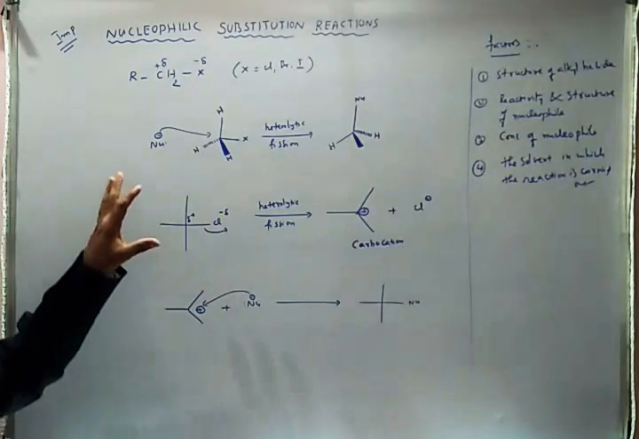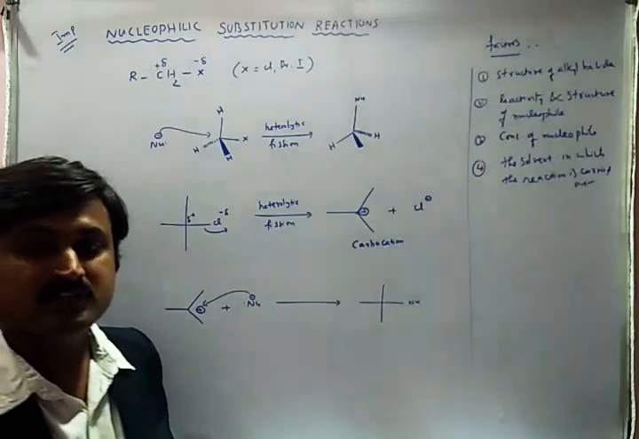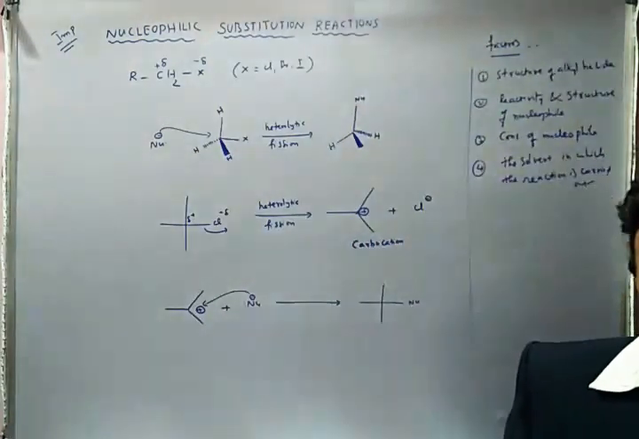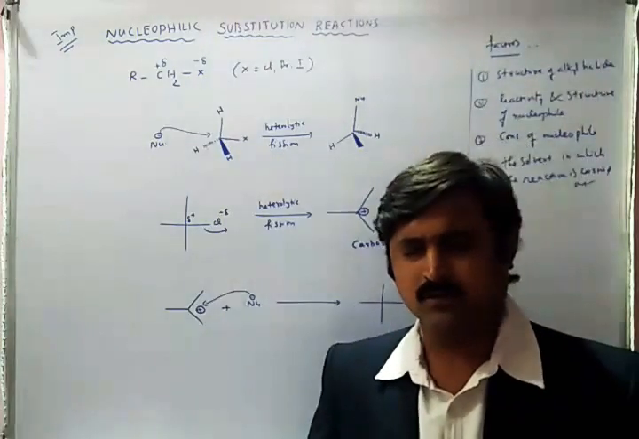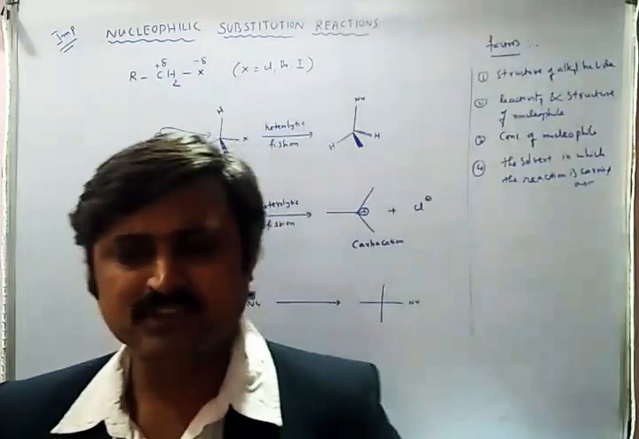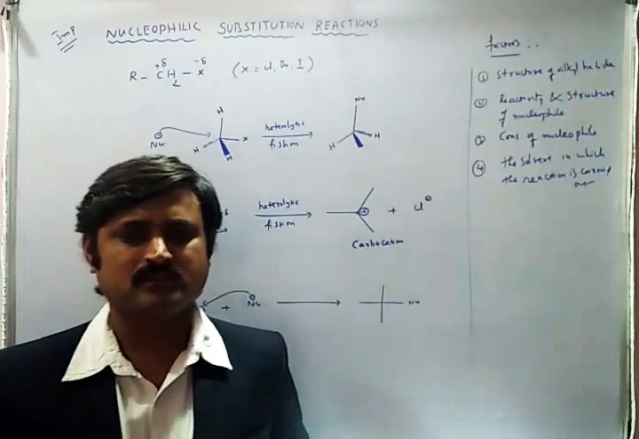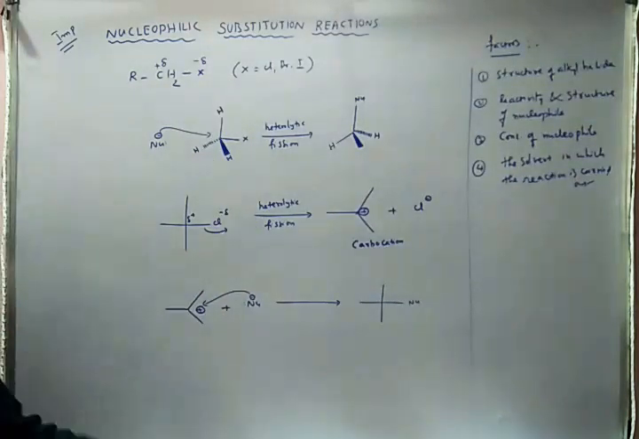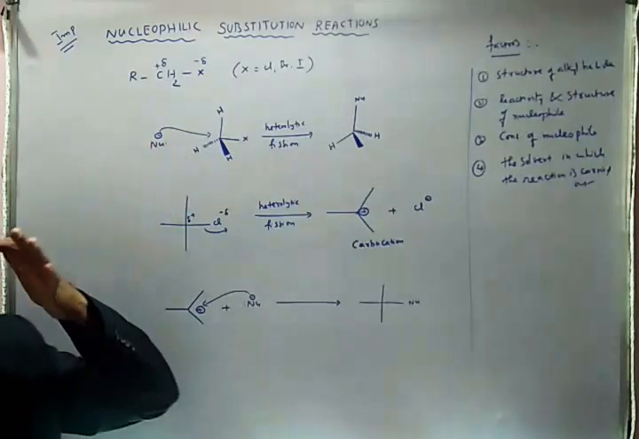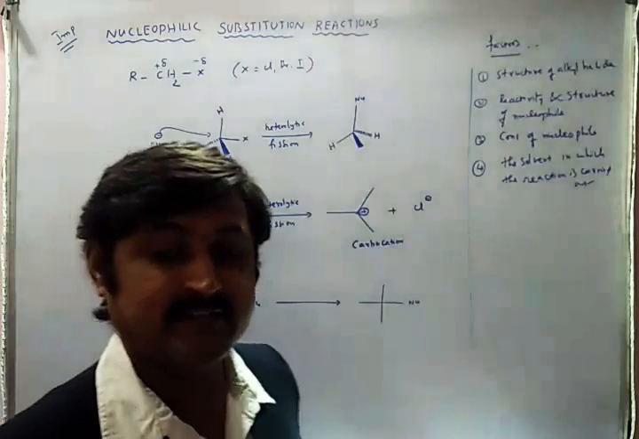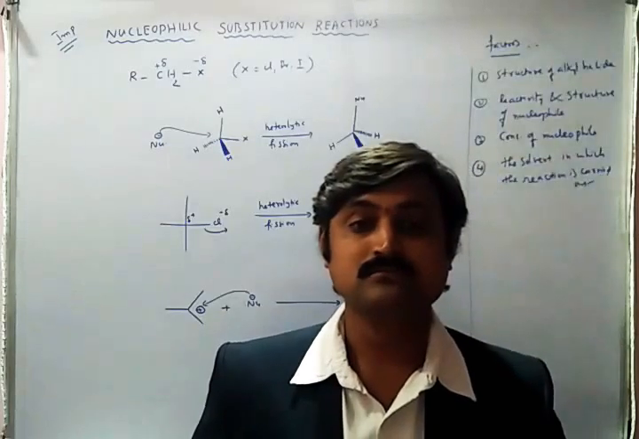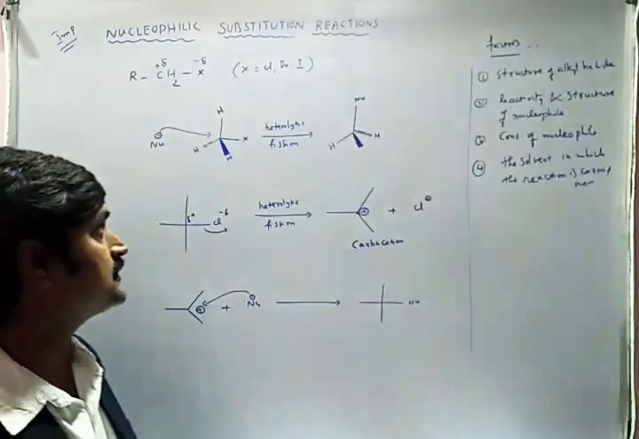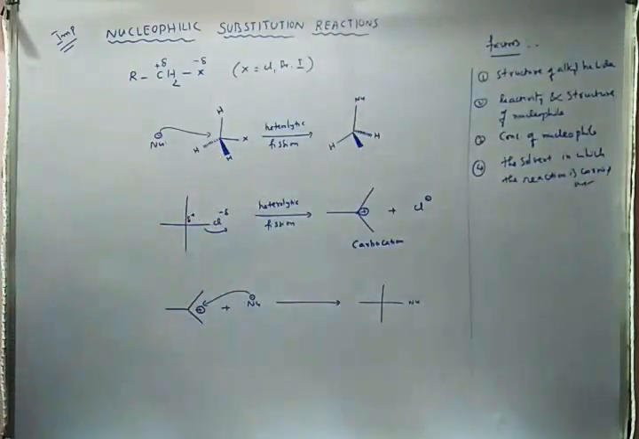So the unequal sharing of electrons causes alkyl halides to undergo nucleophilic substitution reactions and also elimination reactions. These are two important mechanisms in this haloalkanes chapter. And one point I can say is that the nucleophile is attracted to the positively charged atom of carbon.